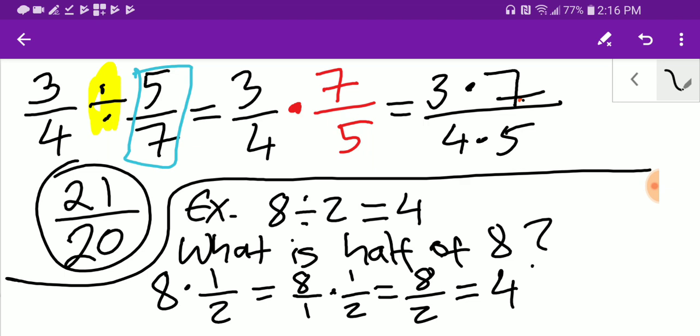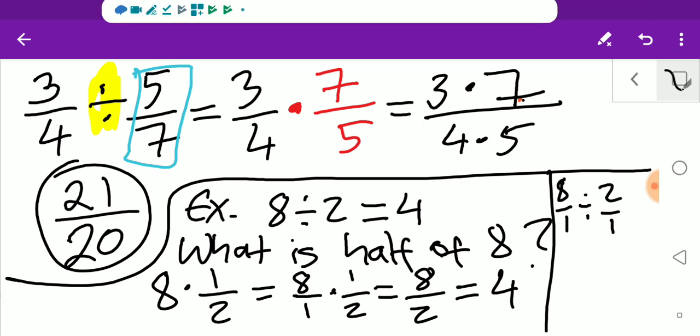So you can see here that if we say 8 divided by 2, that is the same as writing 8 over 1 divided by 2 over 1. And after we do the calculation, we get the same result.